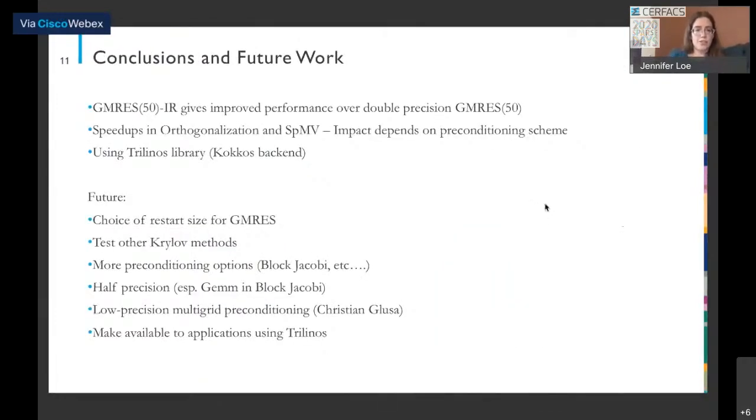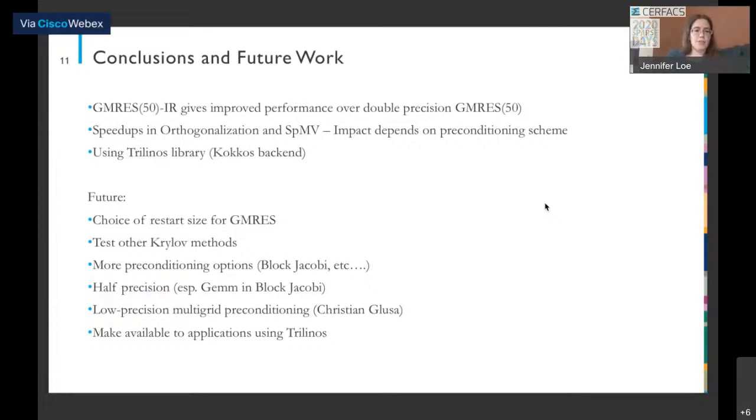Okay, so conclusions. In our experiments so far with several sorts of PDE type problems, this GMRES with iterative refinement gives a reasonable performance improvement over the double precision GMRES restarted every 50 iterations. Most of these speedups are in the orthogonalization and in the sparse matrix vector product, but the impact of which kernels you speed up depends on your choice of preconditioning scheme. Again, we're incorporating this into the Trilinos library with a Kokkos backend so that it can run on GPUs. And we may eventually expand this to the Tpetra library and make it available to applications using Trilinos.